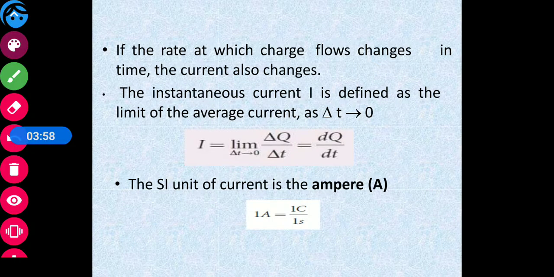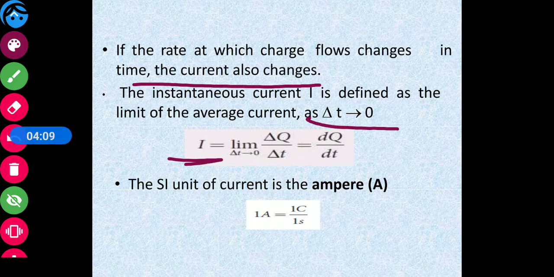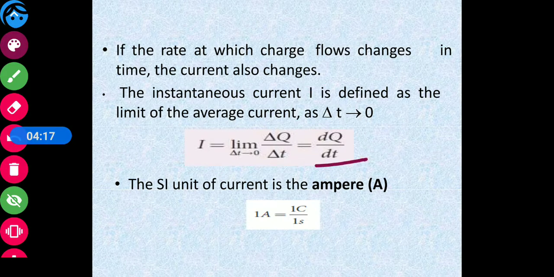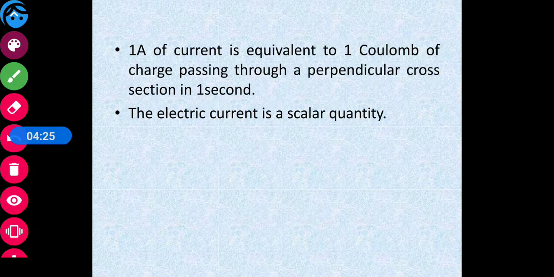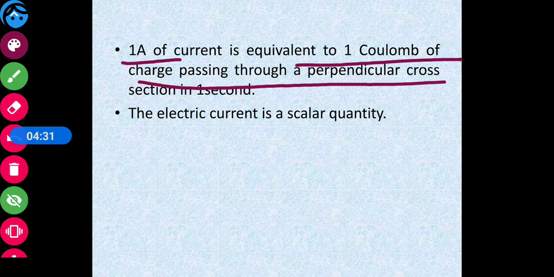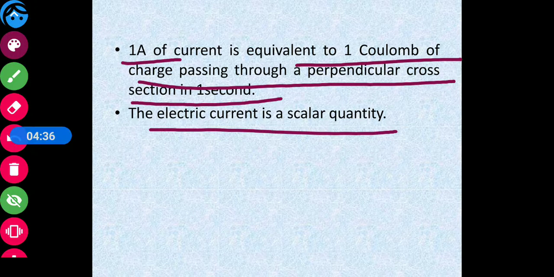If the rate at which the charges flow changes with time, then the current also changes. So the instantaneous value of the current is I equals the limit as delta t tends to 0 of delta Q upon delta t, which results in dq upon dt. So the instantaneous value of the current I is equal to dq upon dt. The unit of the current is ampere. So 1 ampere is equal to 1 coulomb per 1 second, or we can define that 1 ampere of current is equivalent to 1 coulomb of charge passing perpendicularly through a cross-section in 1 second. The electric current is a scalar quantity.